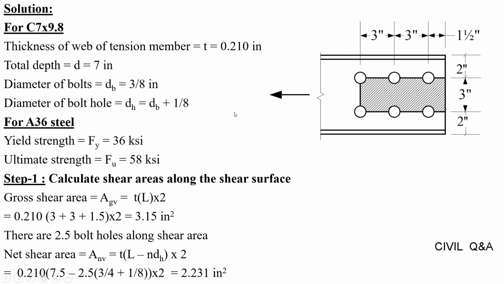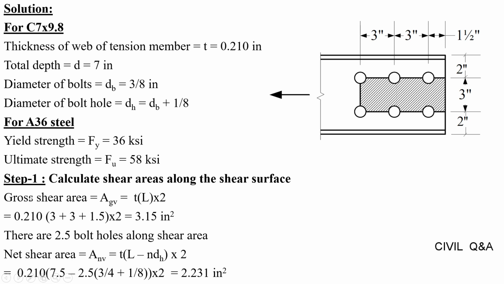In block shear failure, a block or segment at the end of the member tears out. This represents the block failure for the channel section. In step 1, we will calculate the shear area along the shear surface. Shear failure occurs along the longitudinal surface and tension failure occurs along the transverse surface.